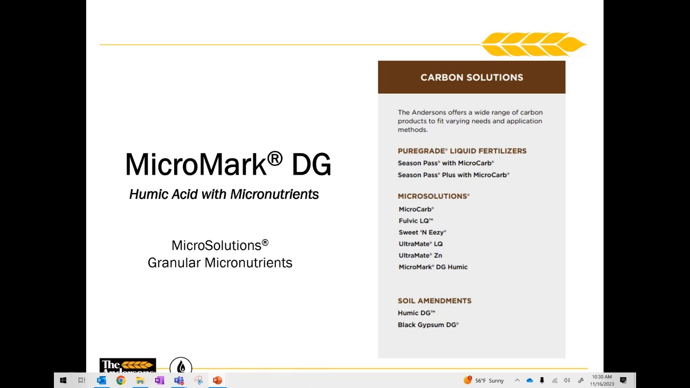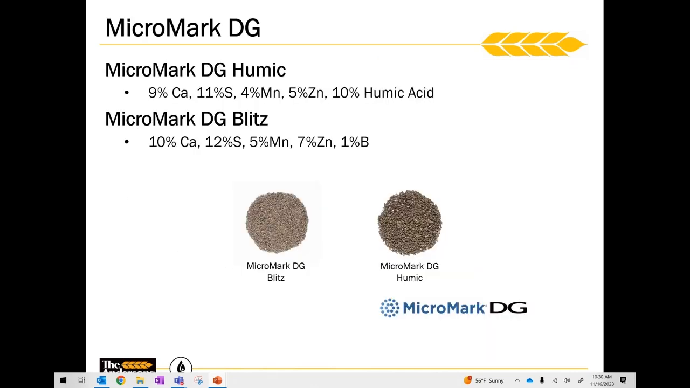Our Micromark DG lineup, and this is going to be our Micromark humic product, is where we see the benefit of the carbon source because of the humic acid. We've talked about our Micromark DG products in the past. These are going to be our dry materials, but our Micromark DG humic, we've got that nice calcium sulfate and mined gypsum. So we've got a soluble calcium there. We've got a sulfate sulfur, and then we've got the addition of that humic acid to help feed the microbes, act as that holding exchange site to hold on to these minerals that are out in the soil.